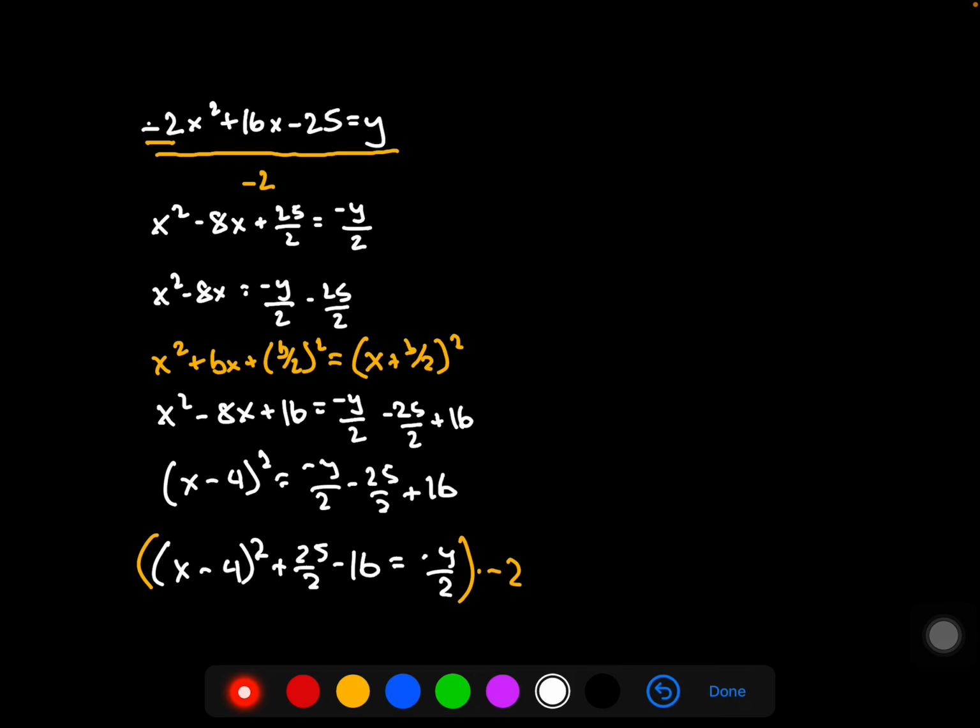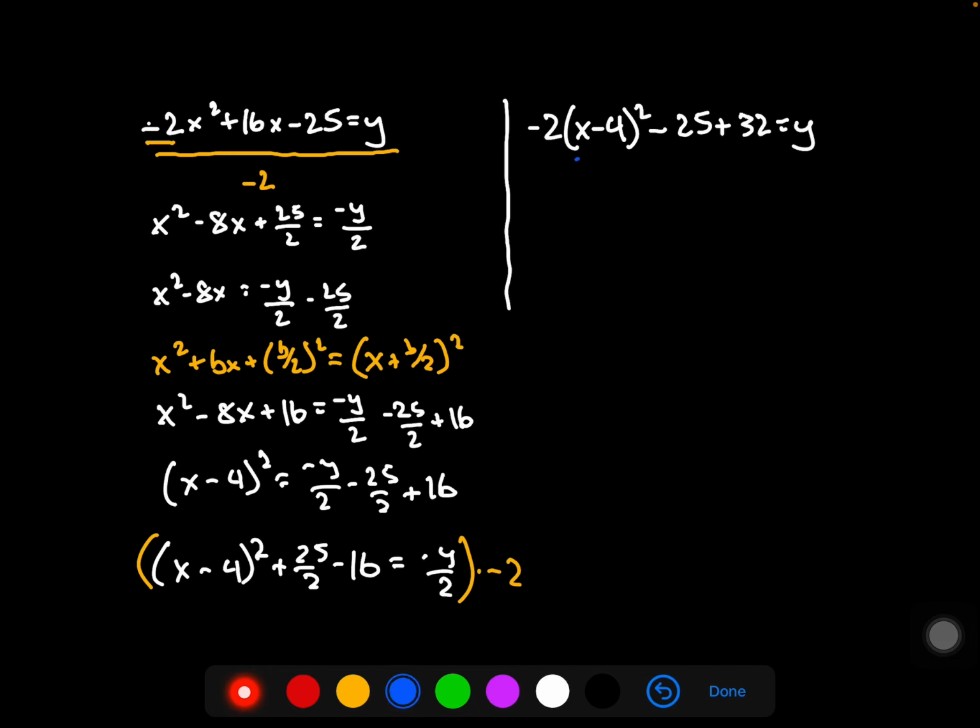And then to get that y alone, I'm going to multiply everything by -2. And so we'll give ourselves a little bit of a divider there. We get -2 times x minus 4 quantity squared plus, minus, divide a positive by a negative, we get a negative, 25 over 2 times 2 is just 25. And then change the negative sign to a positive and multiply 16 by 2, we get 32. And that's just equal to y.